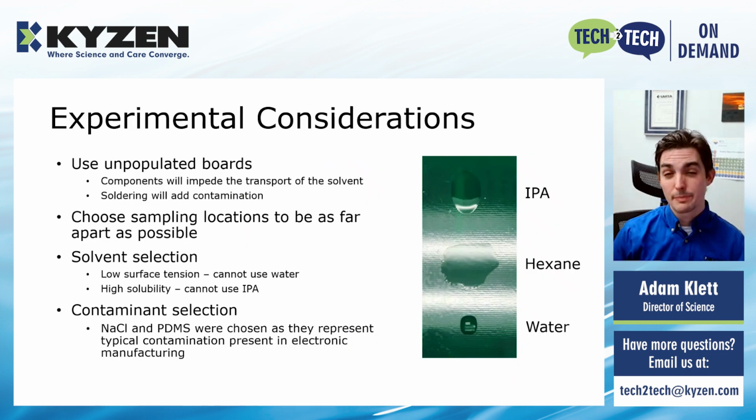Now I want to go through a couple of experimental considerations that we made. The first was the use of unpopulated boards. Firstly, the components will impede the transport of the solvent over the surface of the board. The idea is that we want to make a completely uniform coating, and putting components on the board will keep the solvent from moving evenly across the board. The second is that if we add components, we have to solder them down, and then that will inherently add some amount of contamination that we can't control for.